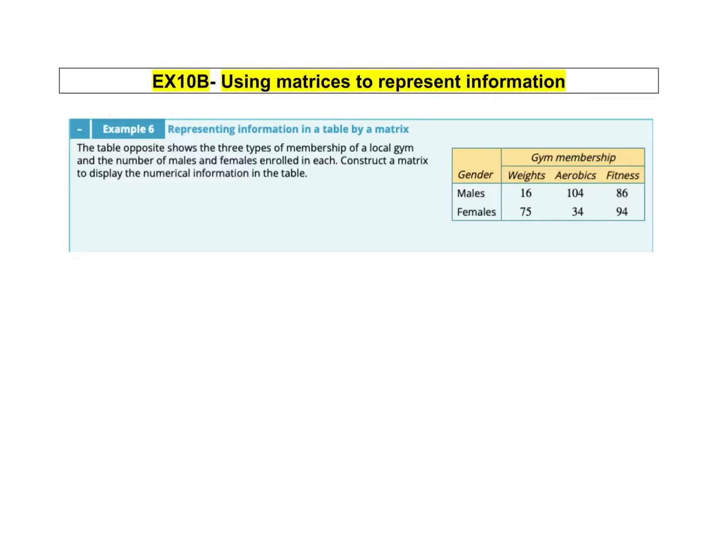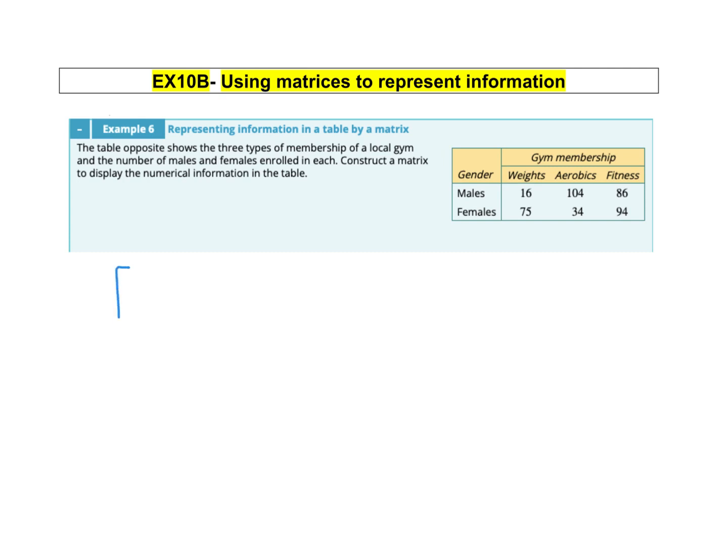Okay, so we're going to use matrices. We can use the matrices to set up information. These are pretty easy. So the table shows the types of membership of a local gym, the number of males and females enrolled in each class. It says construct a matrix to display this information. So it's as simple as it sounds.